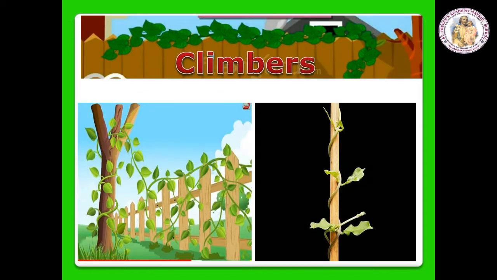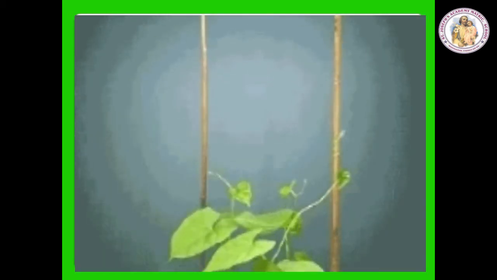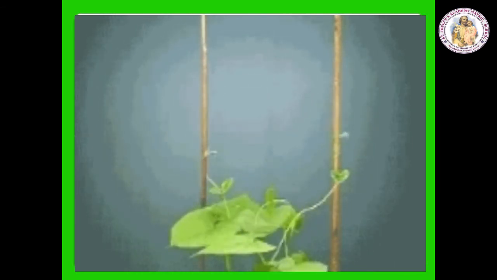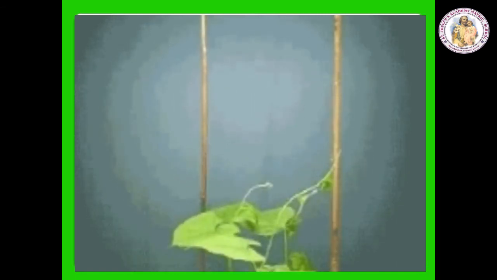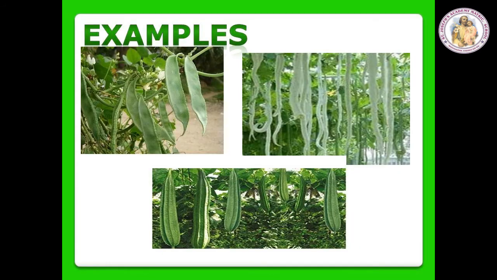Children, now we are going to see about the climbers. You can see this type of plants nearby your house. Climbers have weak stems and they need support to climb and grow. Since they have a weak stem, they need something to climb and grow. Some of them live for a few months only. Broad beans, snake gourd, ridge gourd are the examples for climbers.